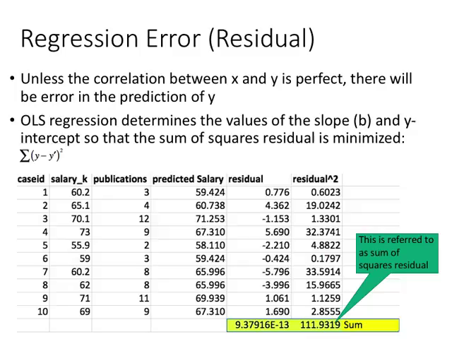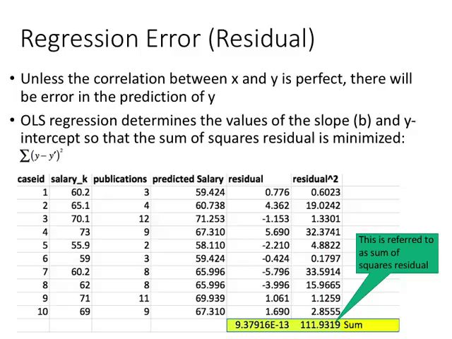And this thing that it's minimizing for us is the actual Y score minus the predicted Y score, and then we have to square those and we sum them. If we didn't square them, they would sum to zero. So we square them and then we sum them. And so that's what I have here.